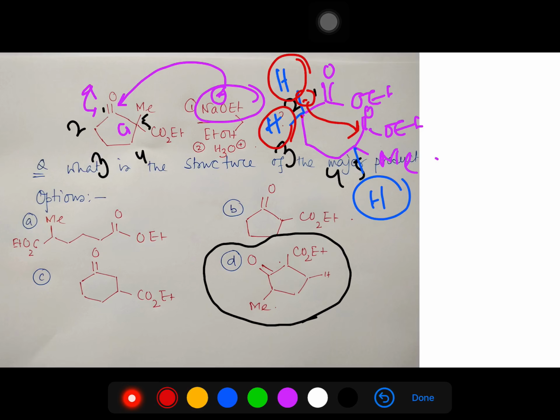Now just rename 1 2 3 4 5, again a 5 membered ring, point number 1. And in this case, the carbonyl group, one part is attached to methyl, another part is attached to ester. So you don't need to think more, just mark this. So this is the product. In this way, by drawing logically, you can solve this question.